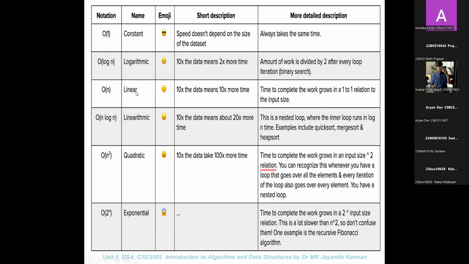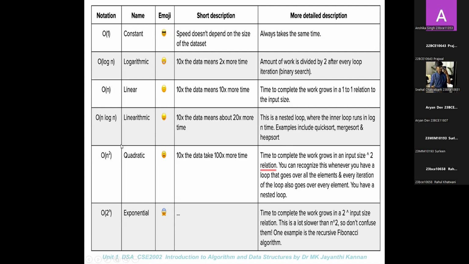If it is order of n, it is linear. For n inputs, we need big O of n. So 10x the data means 10x more time. Time to complete the work grows in a 1 to 1 relation to the input size. And if the function is n log n, it is a nested loop where the inner loop runs in log n time. Examples include quicksort, merge sort, and heap sort.